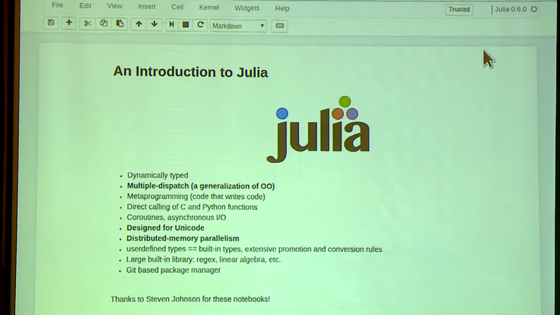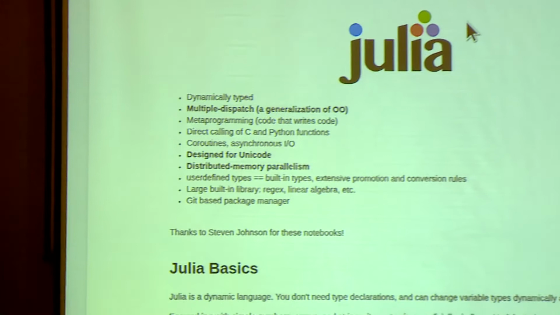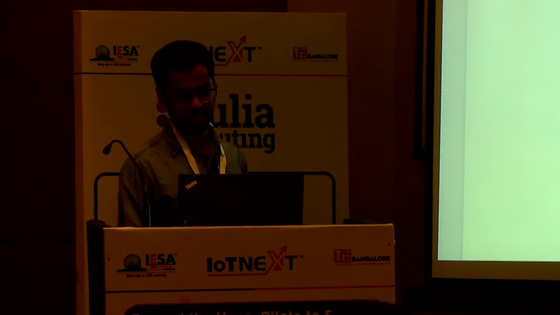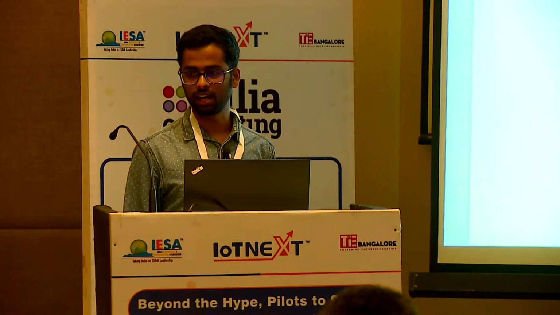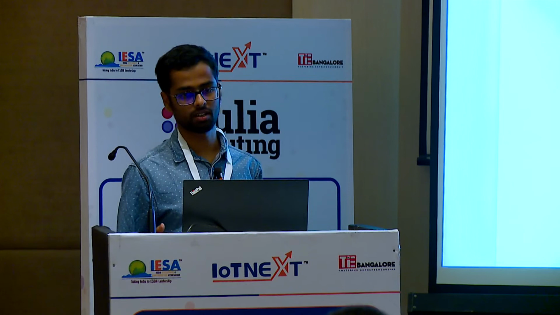Okay, so these are some of the features of Julia. It's a bulleted list. I guess I will just read it out. It's dynamically typed. There is something called multiple dispatch, which is sort of a generalization of object-oriented programming. We have metaprogramming. That means that we can write programs that create more programs.